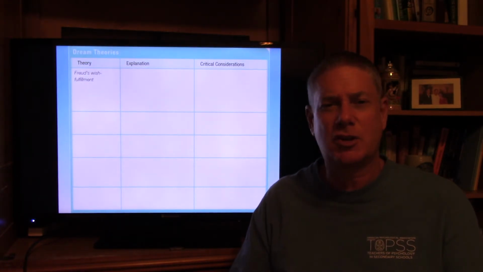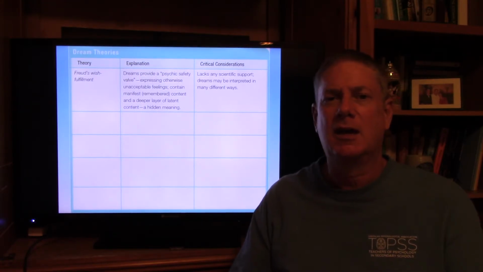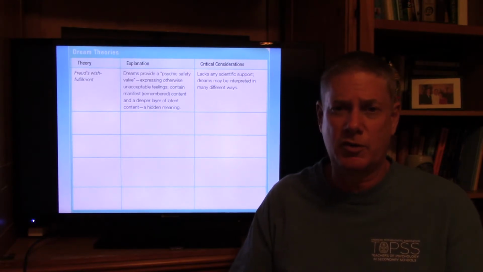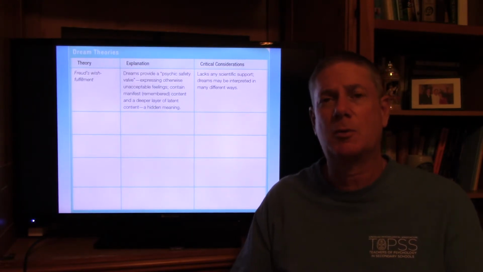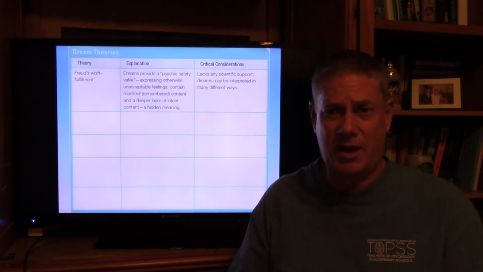So if we fill out our chart, we have our first dream theory, and again, the hidden meaning. But we need to point out that there is very little scientific support for this theory. Dreams can be interpreted in many different ways, and Freud does not have the inside track on that.